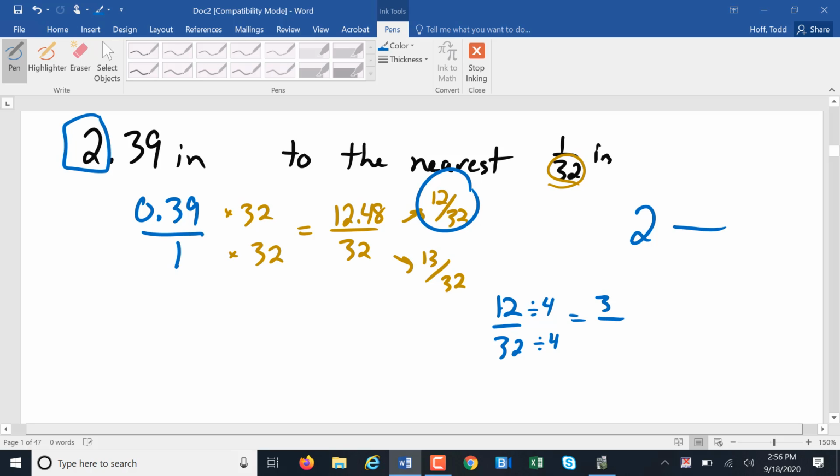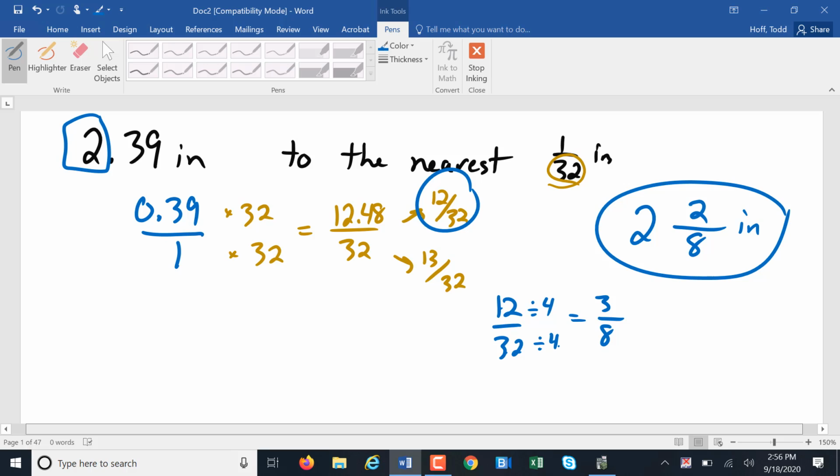12 divided by 4 is 3. 32 divided by 4 is 8. That's 2 3/8 inches. Now I get people ask me all the time, well, why did you change that to 8s? I thought you said you wanted it to the nearest 32nd. Well, 3/8 is 12 30-seconds. It's to the nearest 32nd, it's just been reduced. So even though they say to the nearest 32nd, it's still okay to reduce it if you can. It's much better to reduce it if you can.